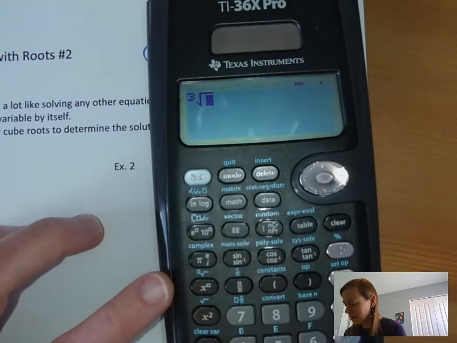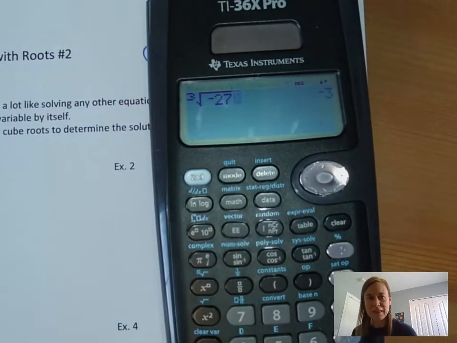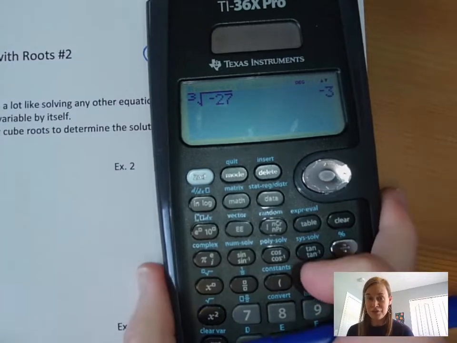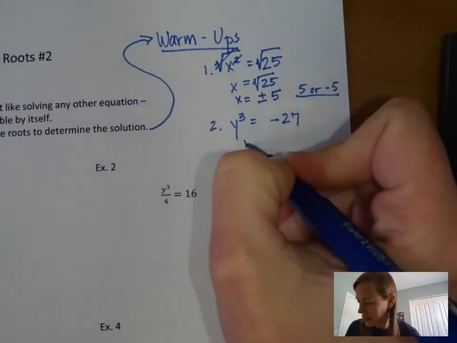Cube root of negative 27. So you're going to put that whole thing in there, and it gives you the answer, negative 3. There's no positive or negative version here. You just answer it as negative 3.